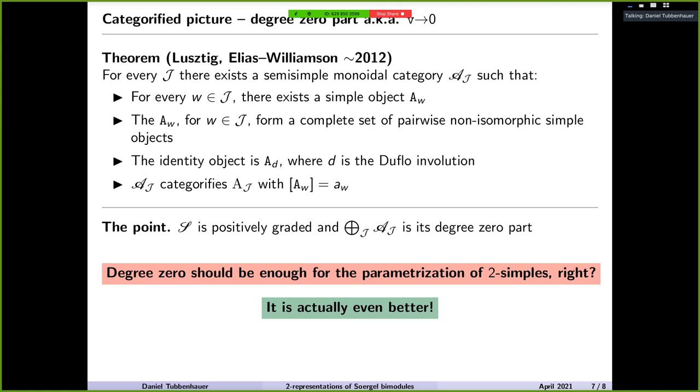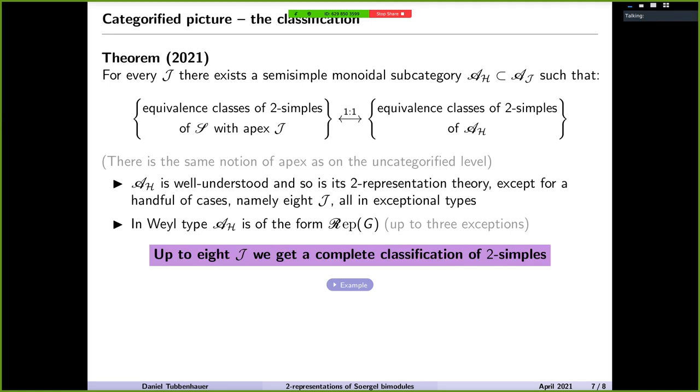Okay, I'm almost done. On the categorical level, I just show you the final statement, and then I'm done. So the theorem, which we proved at the beginning of this year, so as I said, I actually wanted to talk about this last year, but last year the theorem had a lot of catches here and there, but now it's very smooth and very nice. Actually, it's even better because you don't have to study all of A_J. There's an even smaller semi-simple monoidal subcategory. And you get basically the same statement as before.